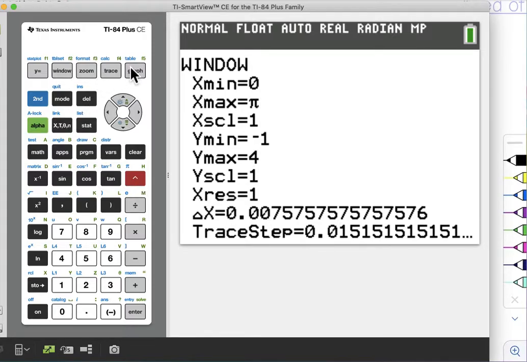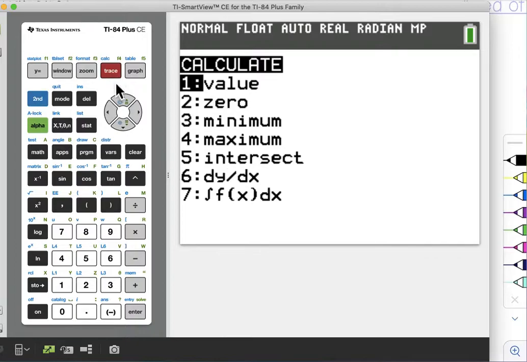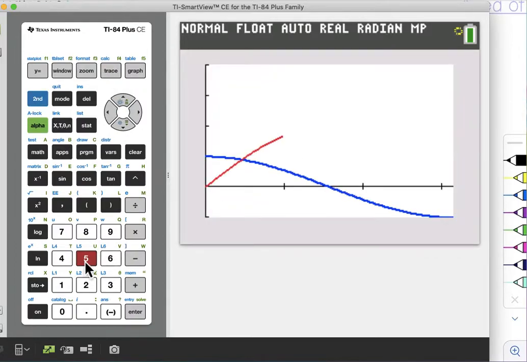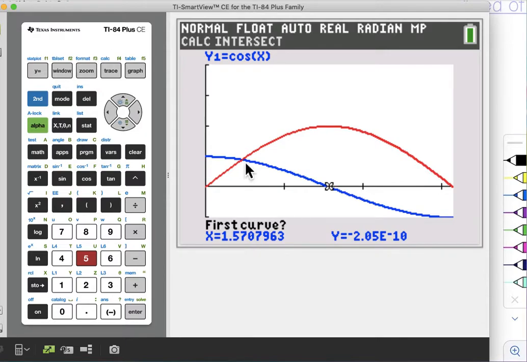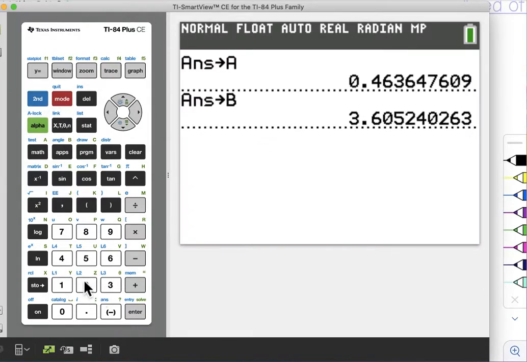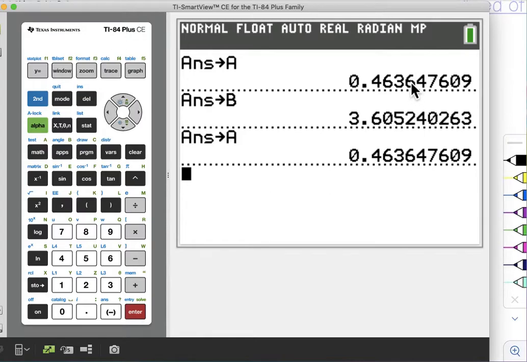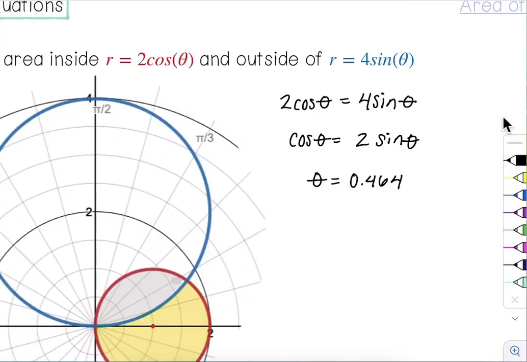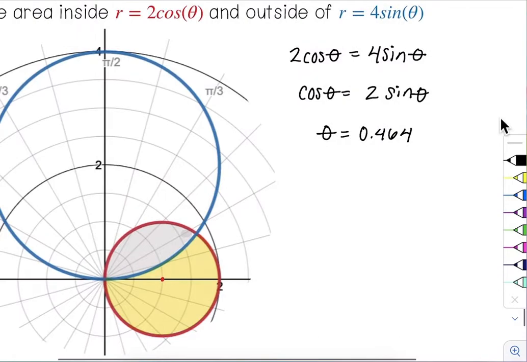So then we're going to hit second trace. I want to find the intersection point between 0 and pi. They intersect only at this point. So I'm going to scroll over, and that gives me an intersection point at theta equaling 0.464. I'm going to store that on my calculator as alpha A, so that I don't have to worry about it. Or you can see I worked a little bit of this out earlier. So this is the point here.